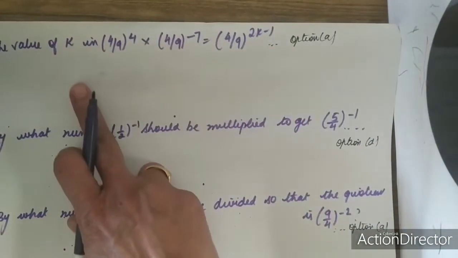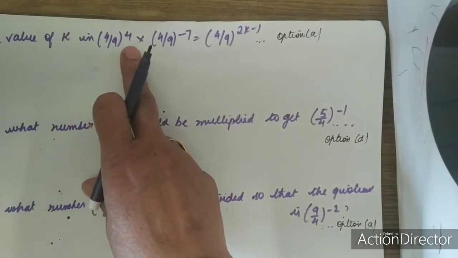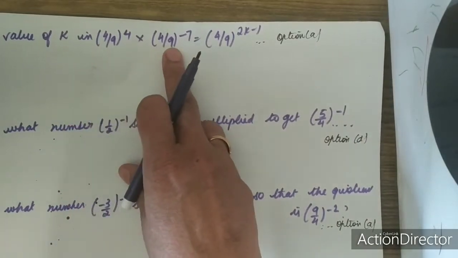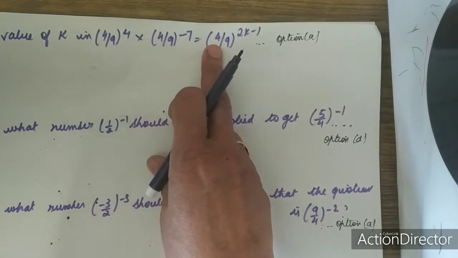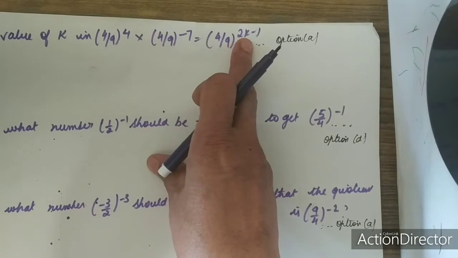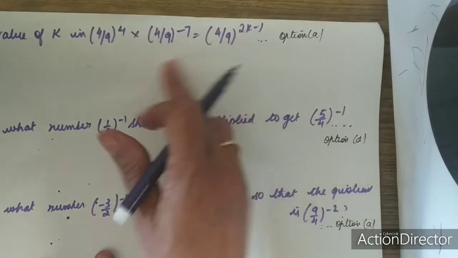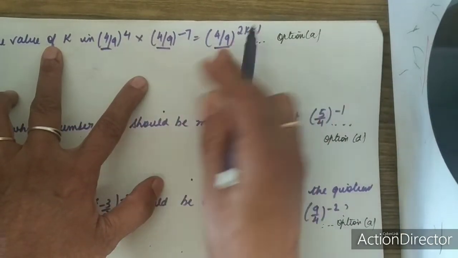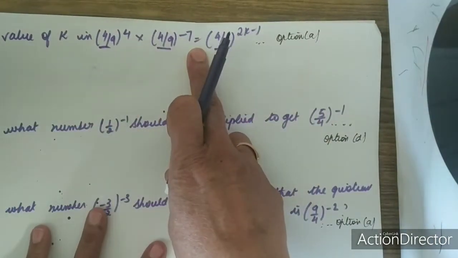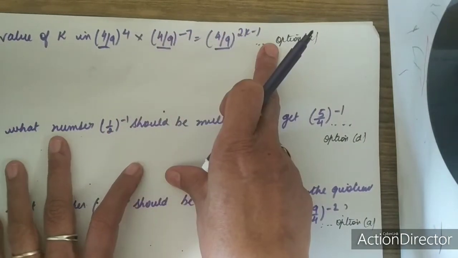Moving on to the next question. The value of k in (4 upon 9) whole raised to the power of 4 into (4 upon 9) whole raised to the power of minus 7 is equal to (4 upon 9) whole raised to the power of 2k minus 1. Here you are able to observe the bases are same over here, and there is also an equal to sign.